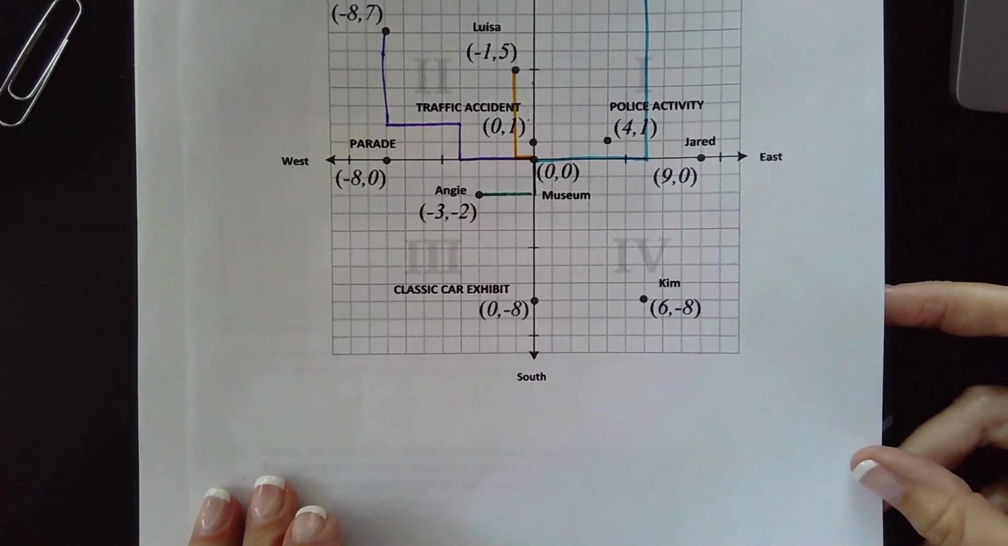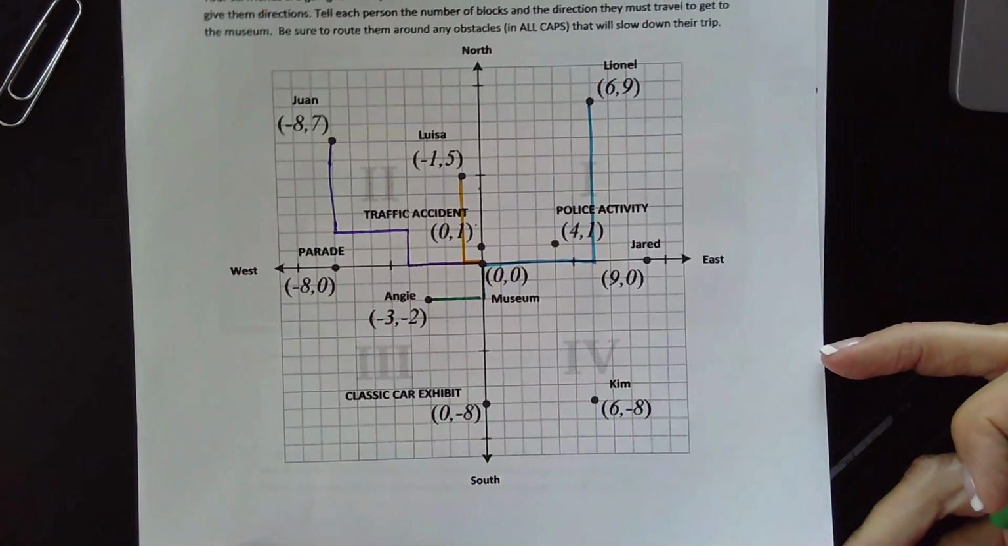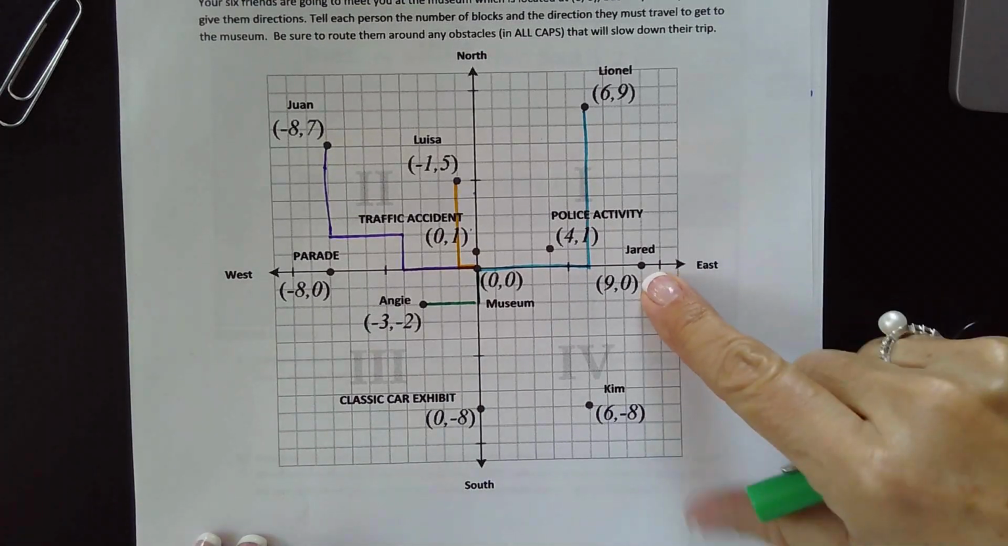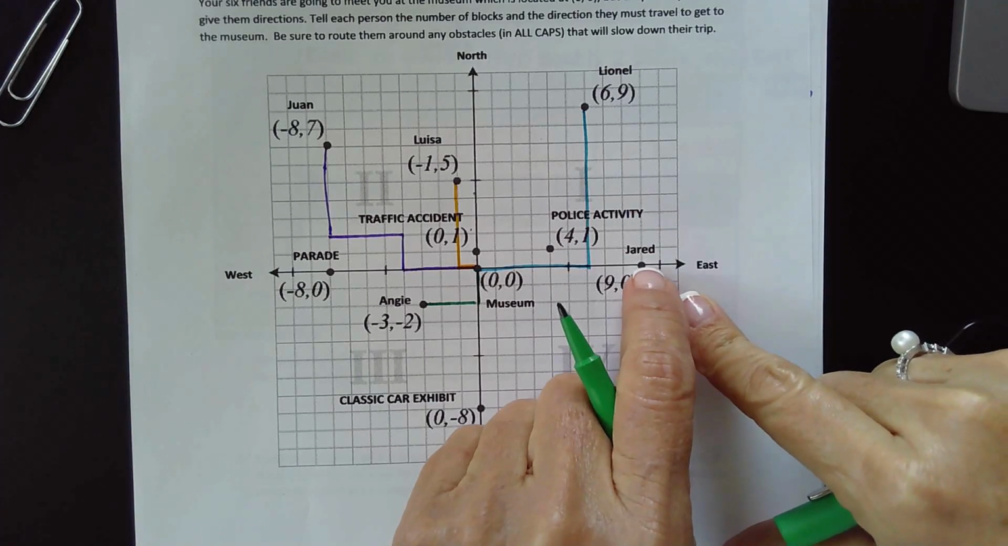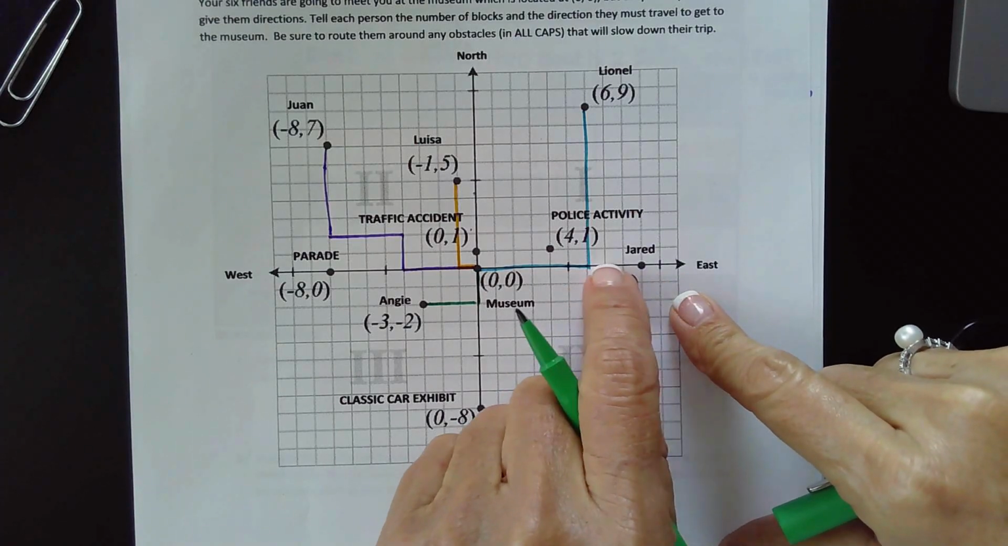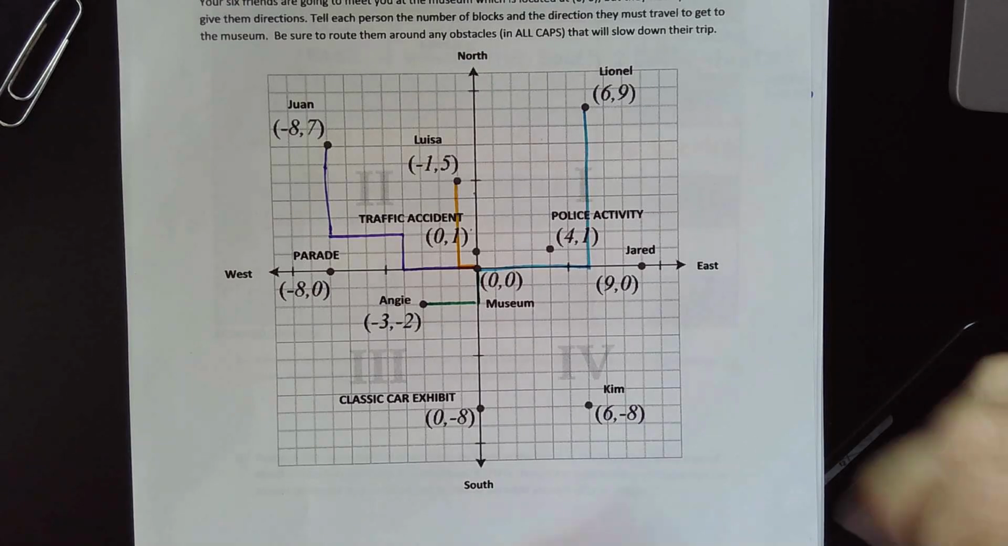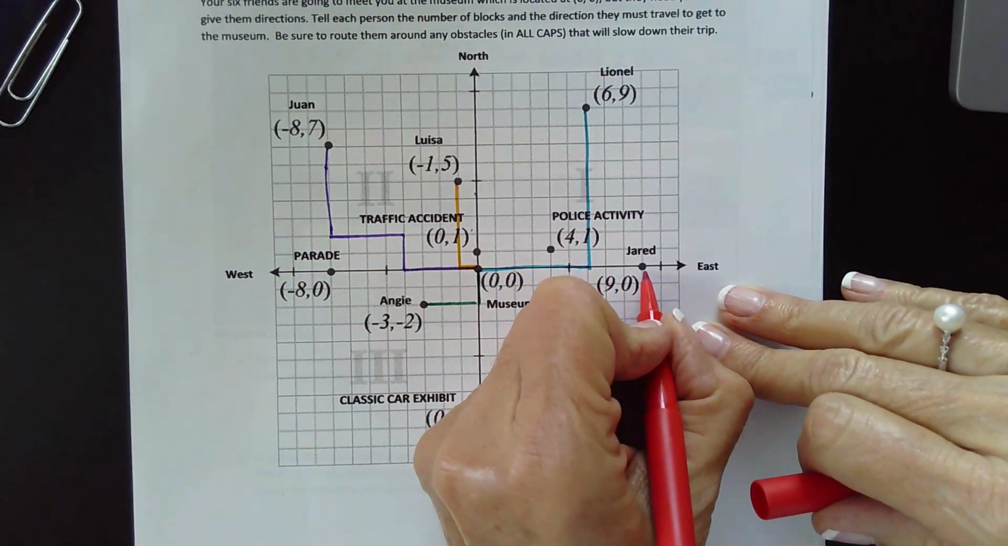Okay, next we have Jared. Jared is, oh, right here. And does he have anything he's going to run into? Nope. Wow, Jared has it easy. He can go straight there. So let's do Jared in red. So Jared is at 9, 0.